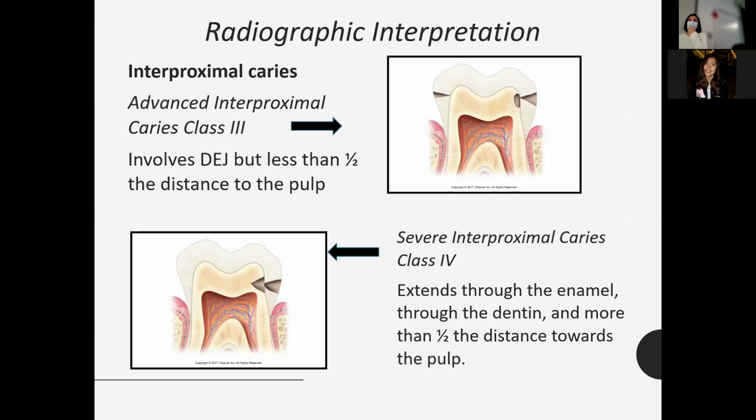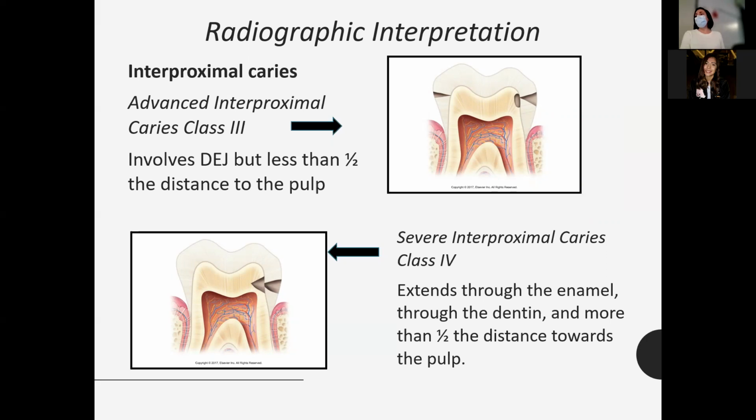Interproximal caries class 3 means that it's advanced past the DEJ. So it's gone into the dentin, but less than a half. So just like the first one, which was less than half into the enamel, class 3 is less than half of the way into the dentin, between the DEJ and the pulp. That is now the next set.